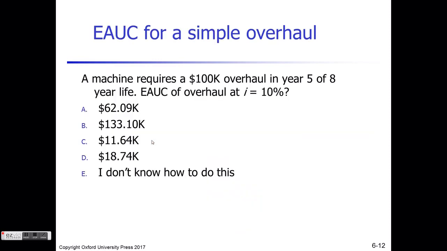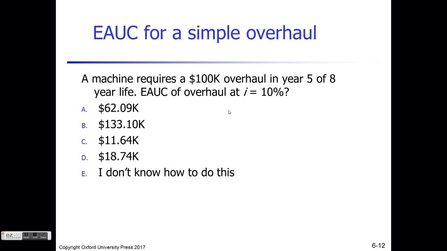Now, this is another question. A machine requires a 100K overhaul in year 5. Overhaul is like an increment of cost that is happening in the year 5 of an 8-year life. AUC of overhaul at i equal 10%, what will be the answer?